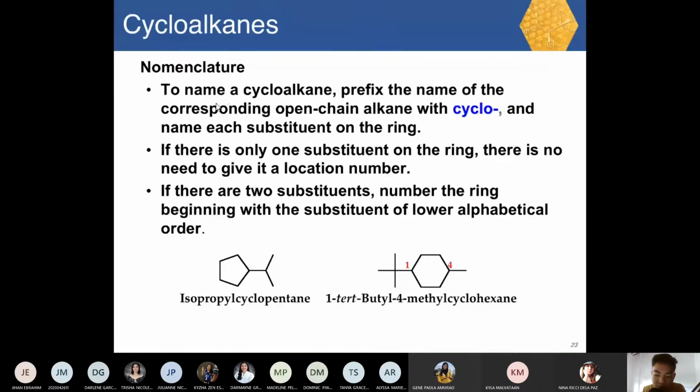However, if you have 2 or more substituents, then you have to assign a locant. Kailangan mo na maglagay ng number. Okay? However, dito sa cycloalkanes, medyo iba yung rules, no? If you are going to assign a number, bibigyan mo ng lowest number yung lowest yung alphabetical order. So, ang assigning ng number would be based on the alphabetization ng iyong substituents.